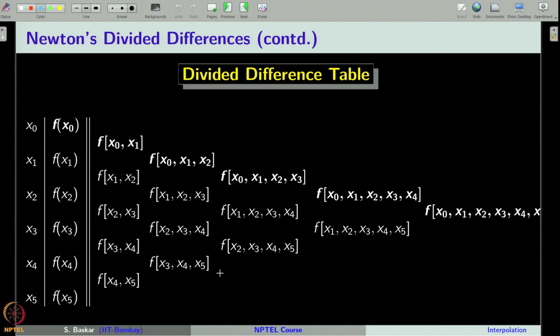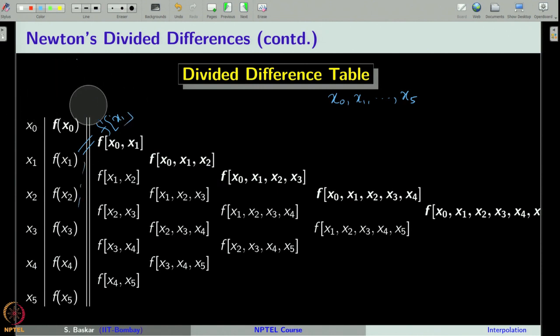Let us take the example of having x0, x1 up to xn to be x5, and let us try to understand how to construct the divided difference table up to fifth order divided difference. First, you write the given data in the column wise like this, and then you can see that this column represents the divided difference of order 0. Remember, this is nothing but f of x0, this is the 0th order divided difference. Similarly, this is f of x1 and so on.